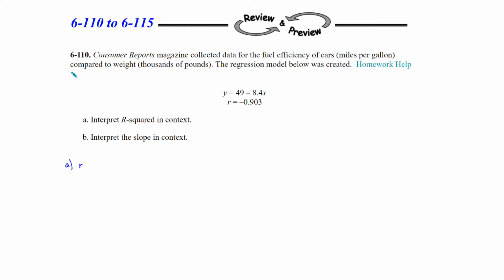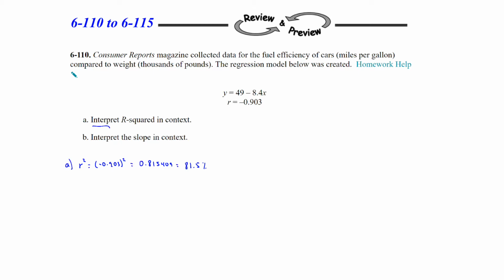So we need to figure out what R squared is, and since we're not really doing this on the graphing calculator, we just need to take the r value of negative 0.903 and square that on our calculator. And we get a value of 0.815409, and we can round that. And we'll change it to a percent as well. We'll do 81.5%.